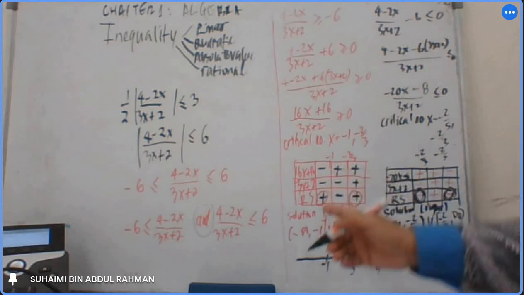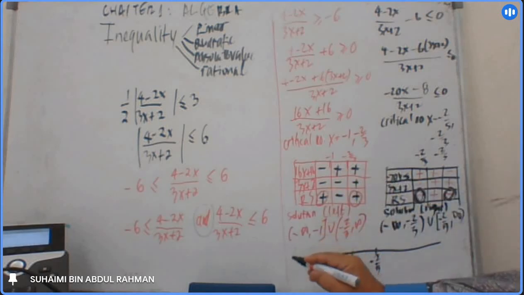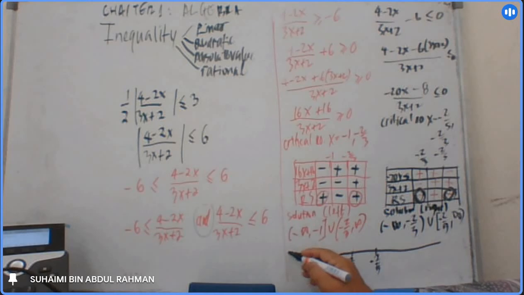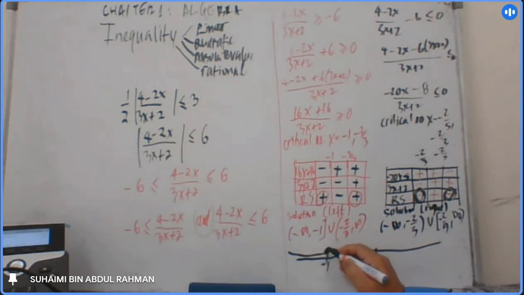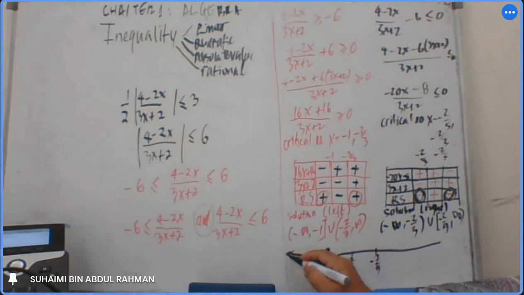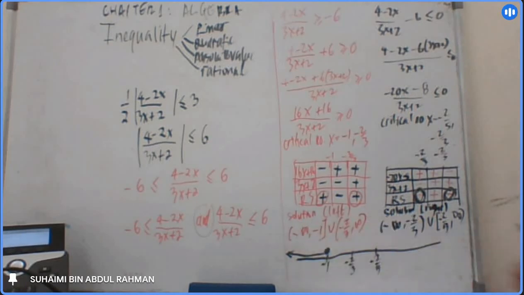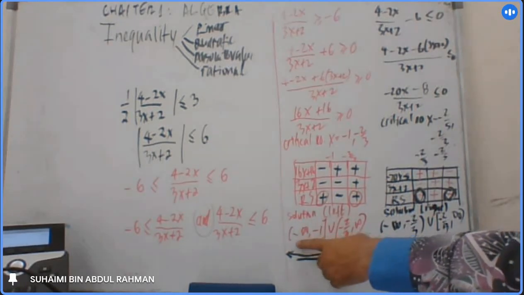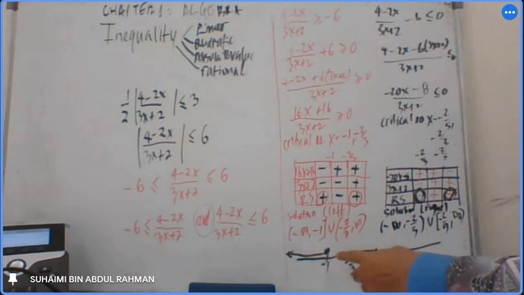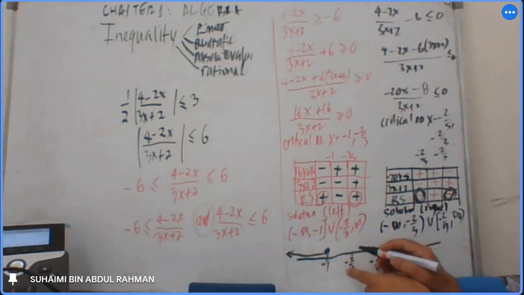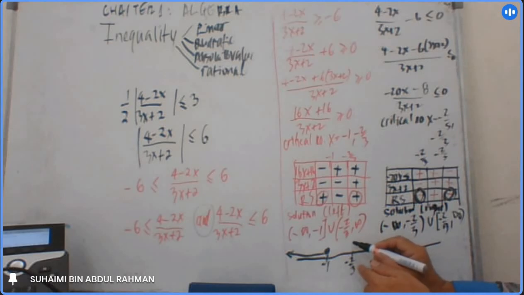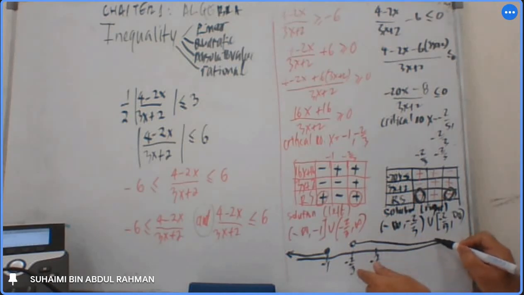Okay. From negative infinity until 1, this is a sign of including. When we represent it on the number line, from negative infinity until minus 1, union with from minus 2 over 3, which is not including, this is a sign of not including, until infinity.